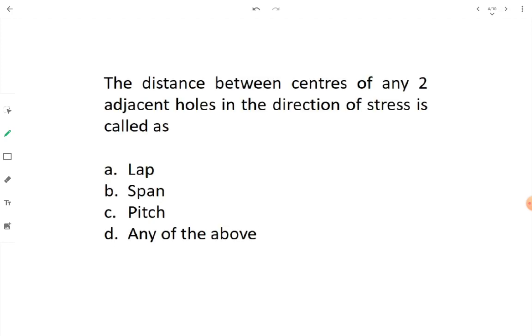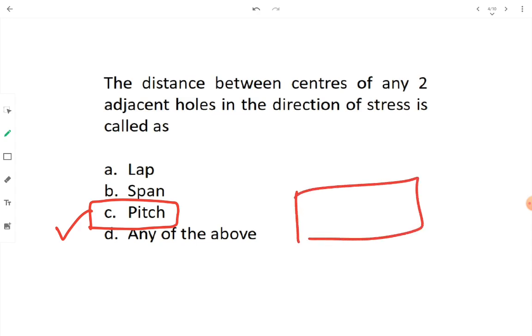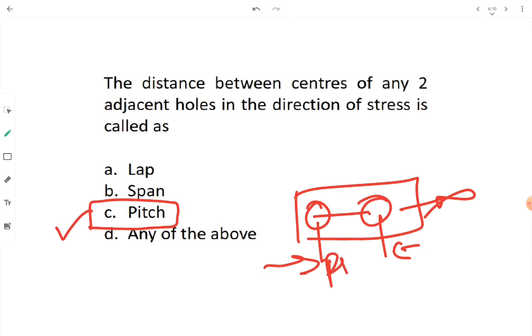Then the distance between centers of any two adjacent holes in the direction of stress, what is it called? Do we call it lap or span? No. The correct answer here is pitch. Pitch is the center to center distance between two adjacent holes in the direction of stress. For example, these are the two holes and this is the direction of stress. We are measuring parallel to that direction. This is the pitch.